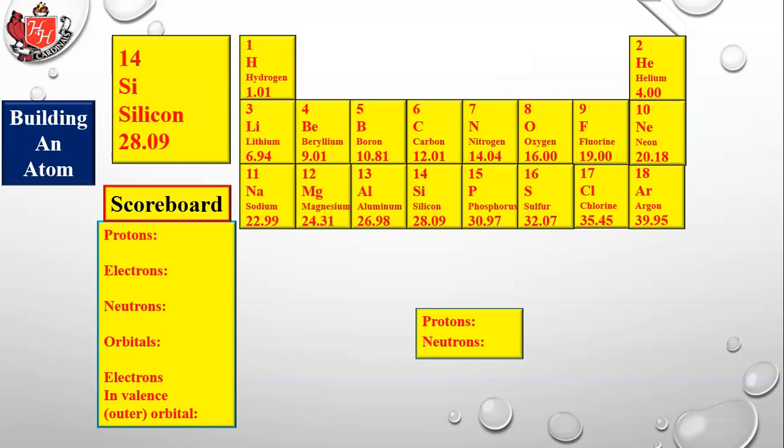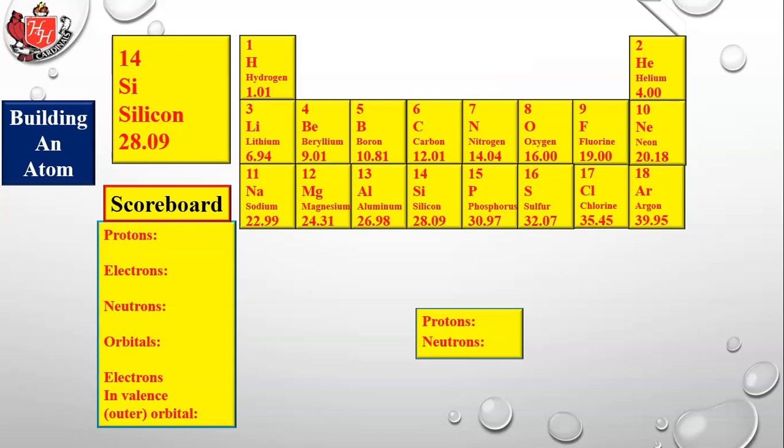I've excluded the transition metals from this periodic table, so I've closed up that gap between beryllium and boron, or magnesium and aluminum. The gap has been closed between the left side and the right side. I've just eliminated the transition metals. Okay, and then I have a scoreboard. We're going to keep track of how many protons, electrons, neutrons, orbitals, and valence electrons. Okay, and then we're going to draw a diagram in that open space there.